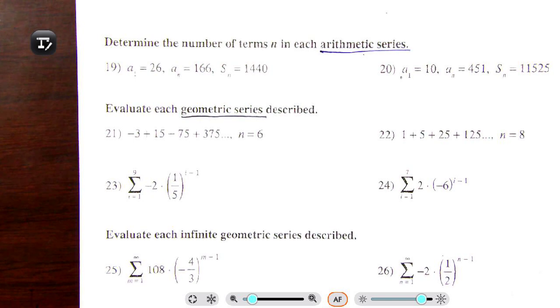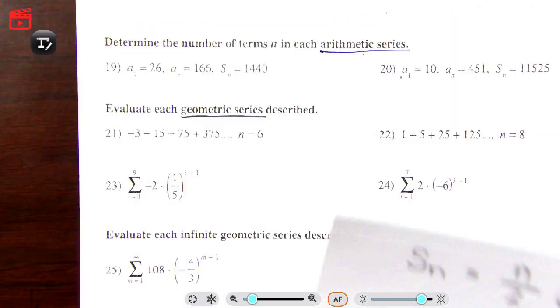All right, so in part 3, we're going to continue with number 19. Number 19 is asking us to determine the number of terms in each arithmetic series. Now, I did do this a little bit earlier, and the video did not save, so I'm going to try to do this again. So for our formula, this is the sum of a finite arithmetic series. Our formula is as such.